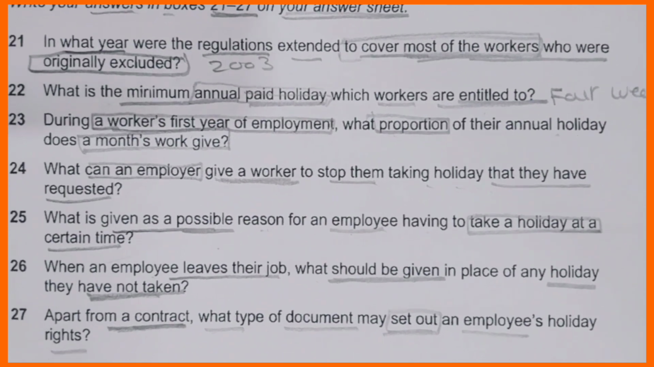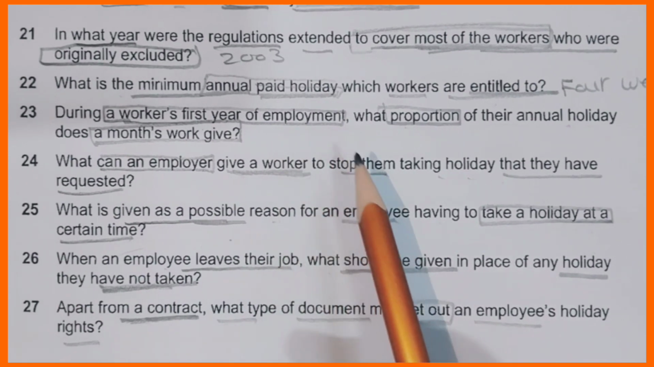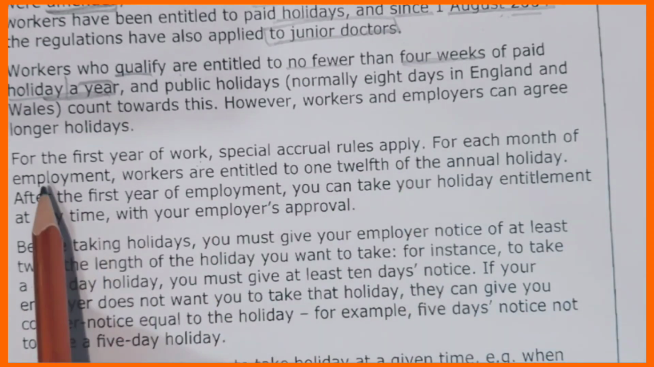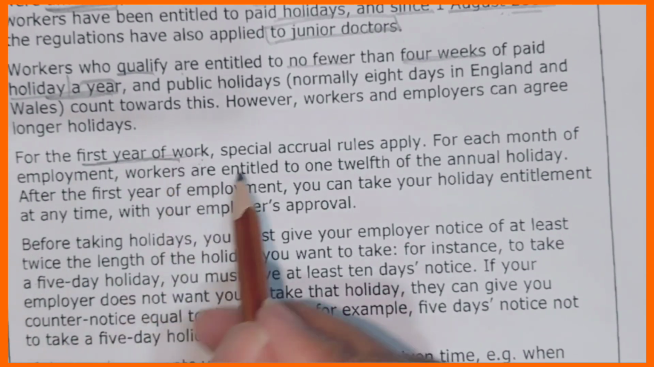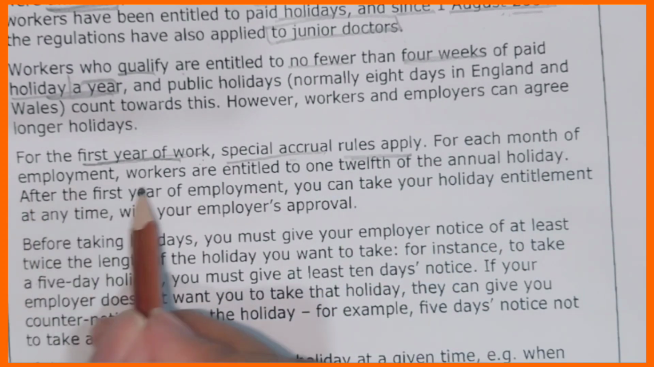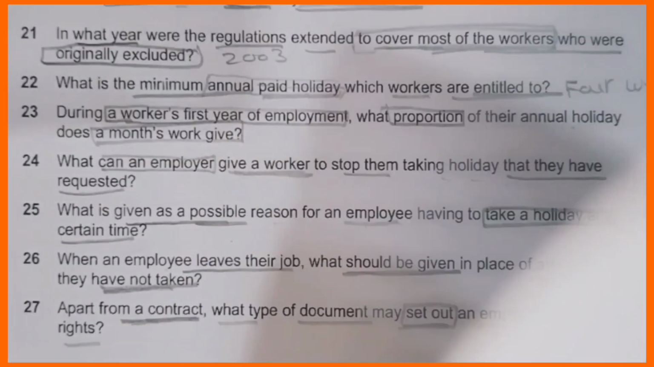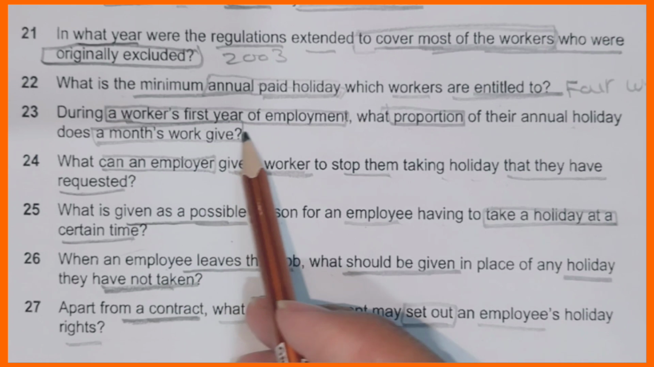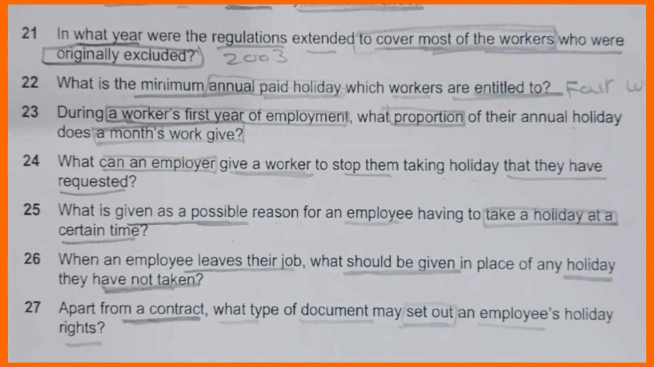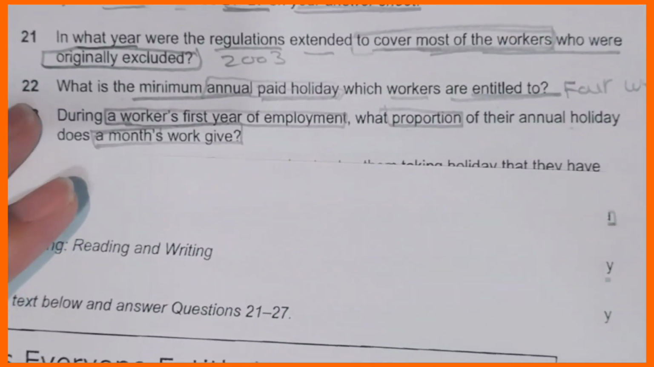Next question is question number 23. During a worker's first year of employment, what proportion of their annual holiday does a month's work give? For the first year of work, special rules apply. For each month of employment, workers are entitled to 1/12. So they are asking here, during a worker's first year of employment, what proportion of their annual holiday does a month give? Each month. So what is the answer? 1/12. So you will write the answer here.